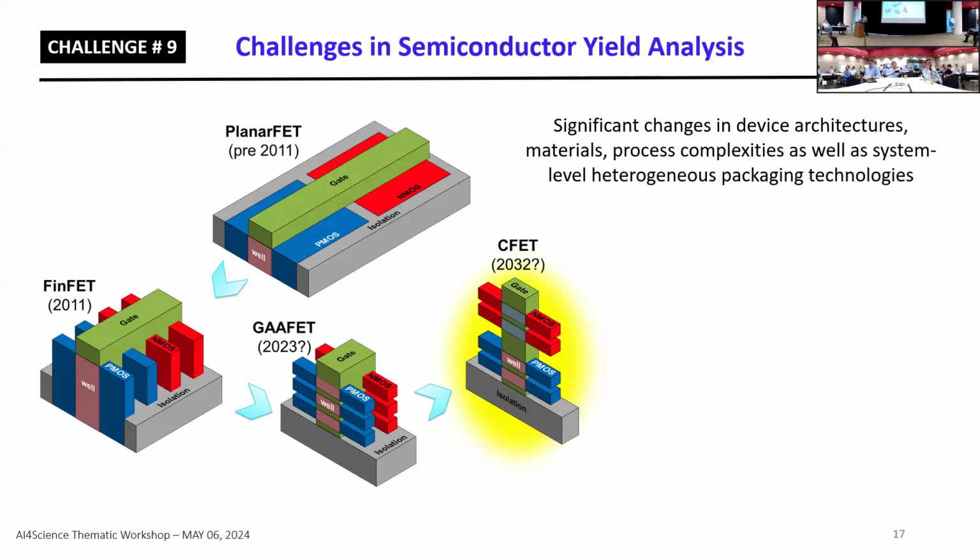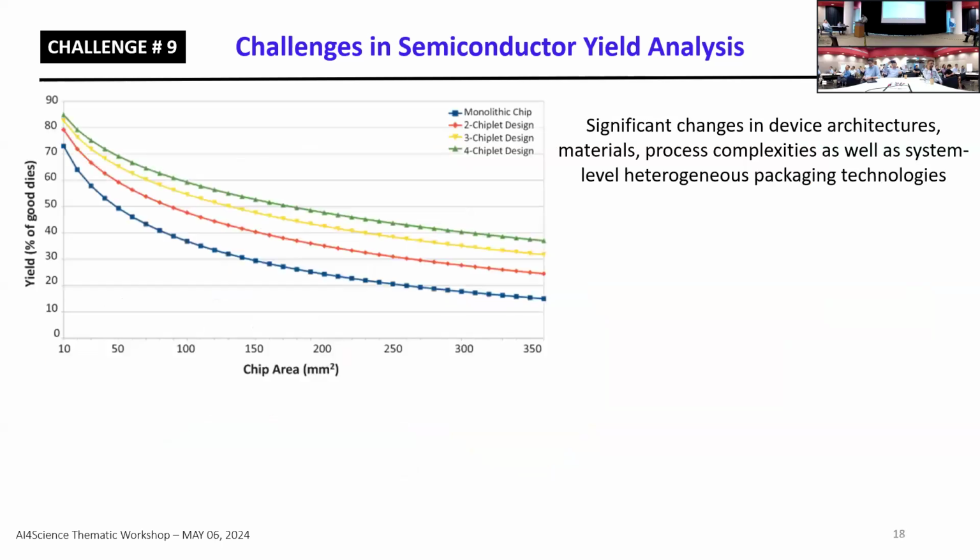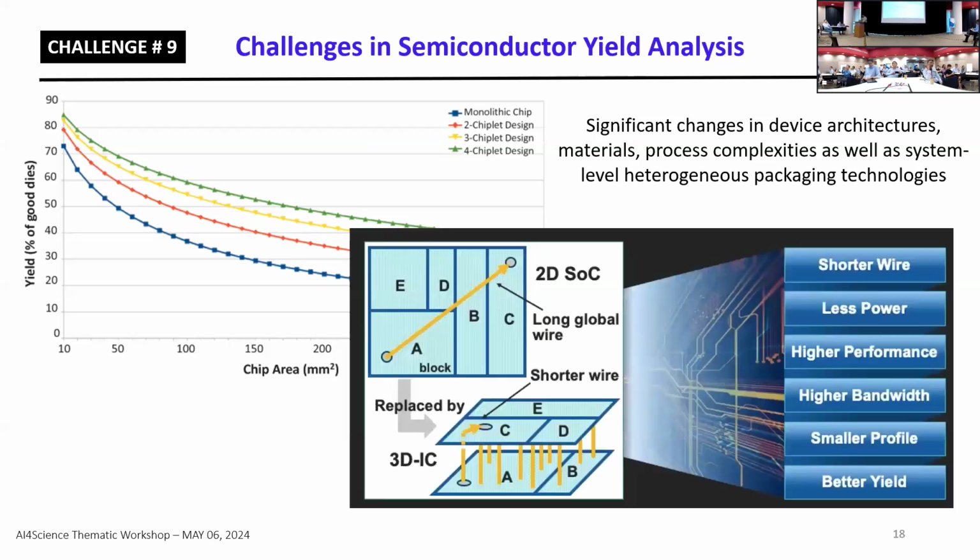So with these evolving architectures and chiplet technologies and so on, there's a lot more careful analysis needed on how to make sense of data from other technologies to make predictions of yield in future technologies.